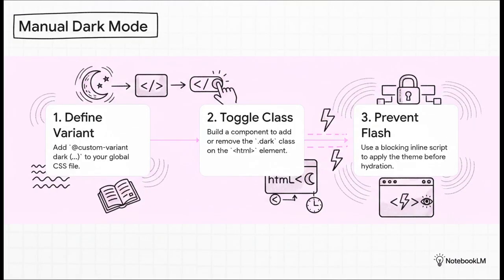Instead of some option in a config file, you now define your dark mode right in your CSS using @custom-variant. Then, you build a simple component to toggle a class on your HTML element. But, and this is super important, the final step is adding a tiny inline script to your root layout. This prevents that annoying flash of wrong theme before your React app even loads. It's a much cleaner solution.